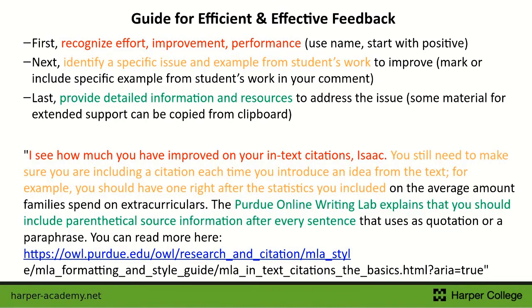So anyhow, when you do give feedback, you want to think of these three layers to the feedback. First, recognizing effort or improvement or performance, something positive, and try to use the student's name. Next, identify something specific that the student can improve upon. Try to pull out an example from their writing or from their specific assignment so that they know that you're really talking to them. And then last, provide detailed information and resources to address the issue.